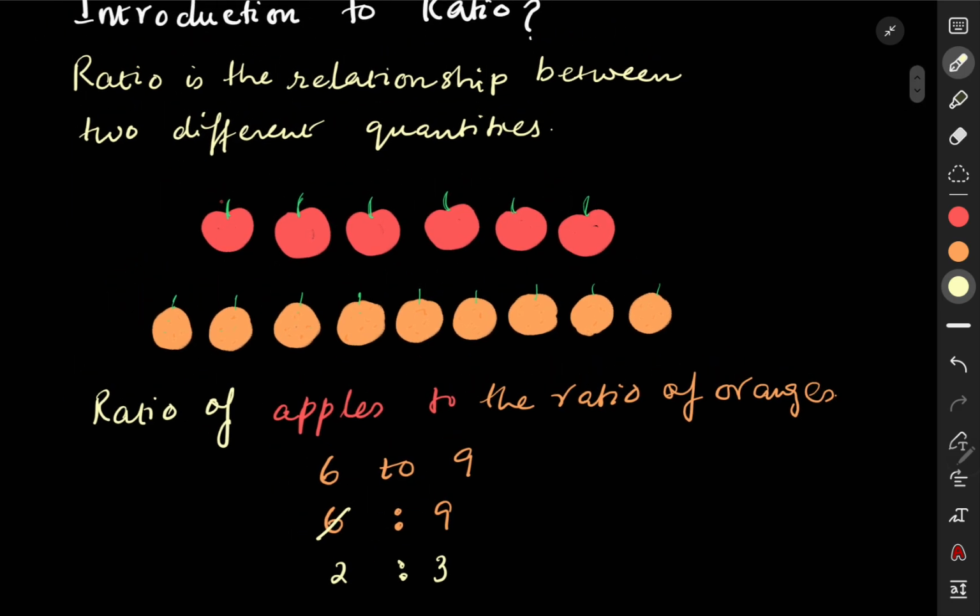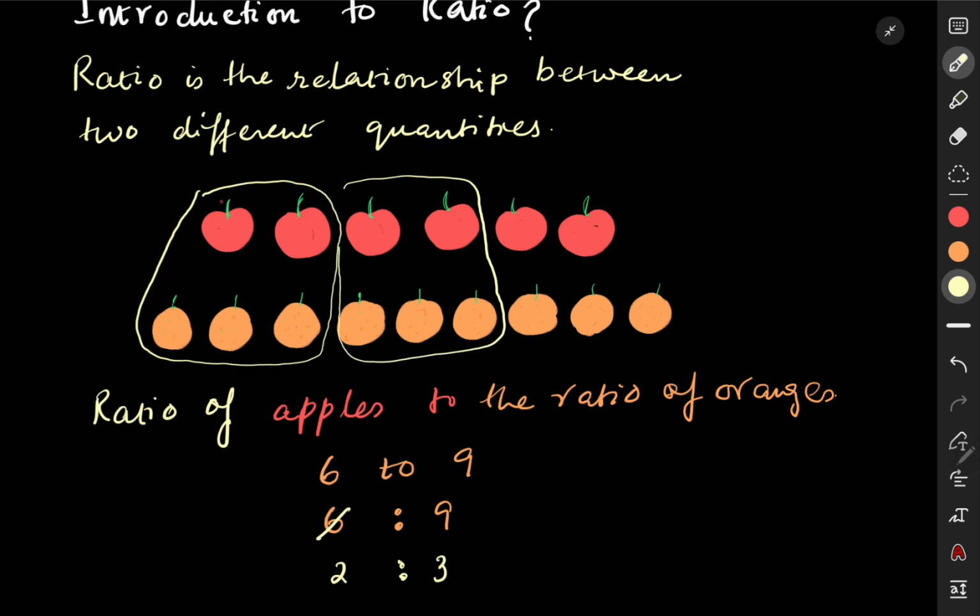Now you see that for every 2 apples there are 3 oranges, or we can group them. Here we have 2 apples. For every 2 apples there are 3 oranges. Here also there are 2 apples for 3 oranges, and so you see that the ratio is 2:3.